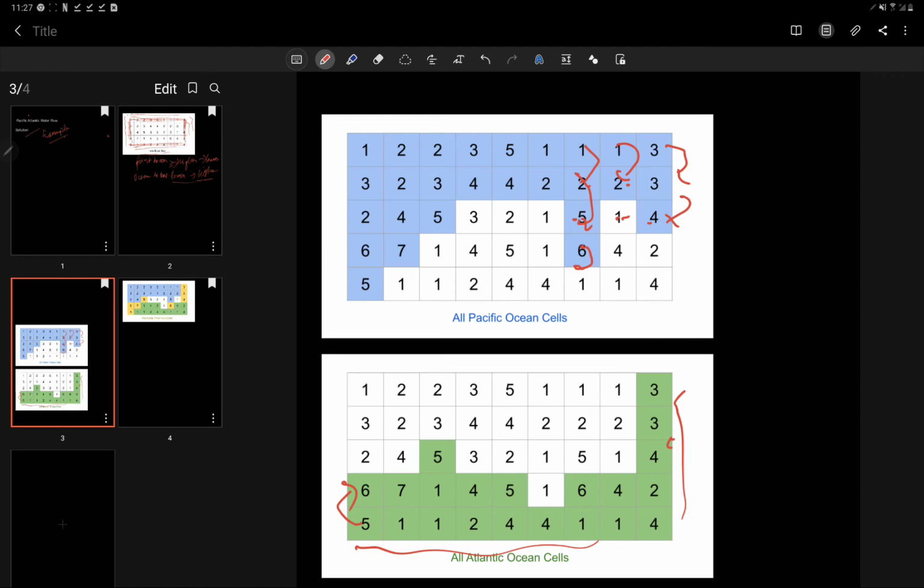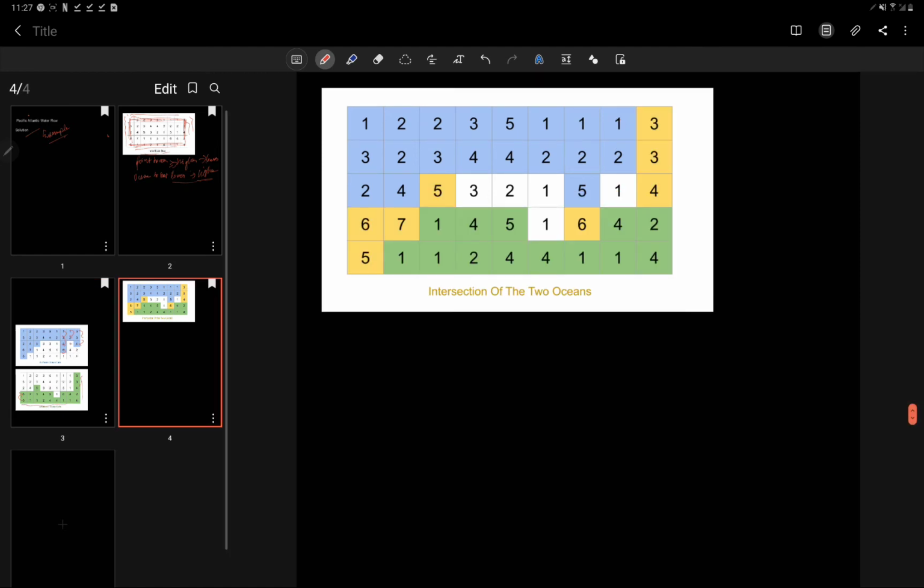After that we can have the common points. Here I have marked the common points with yellow. At the end, we just have to return the coordinates. I hope this approach is very clear. It's a very easy approach. We are just doing the opposite: going from the ocean to the points, calculating the points for both the Atlantic and the Pacific, and at the end returning the common points, because only the common points can lead us to both oceans if we start from them.